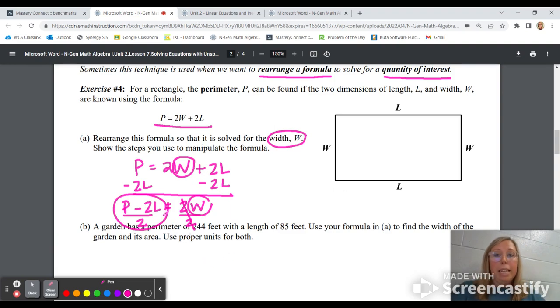You're going to move on to part B using that P minus 2L divided by 2 to solve the information that's given here and get the width of that rectangle.